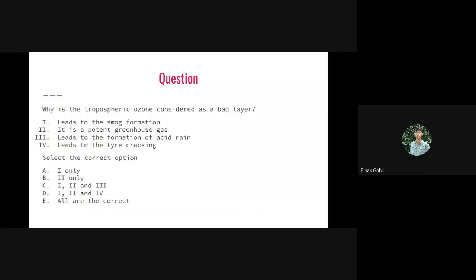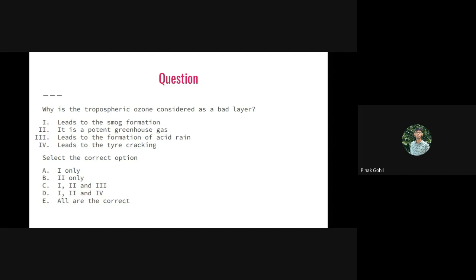Ma'am, according to me, I'm not sure about the fourth option. While you said about the photochemical smoke, the first statement is true. Regarding the greenhouse gas, yes, in the troposphere it acts as a greenhouse gas, which is known as bad ozone. And third, yeah, NOx is included, so acid rain will be sure. So answer will be C according to me, but it may be E because I'm not sure about the fourth, the tire cracking.